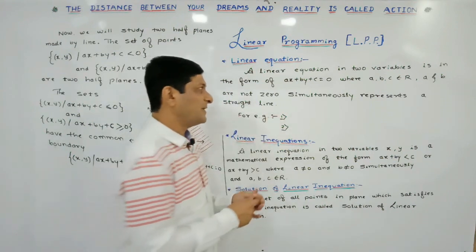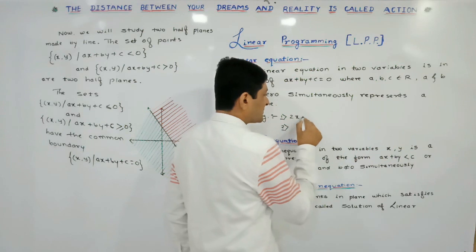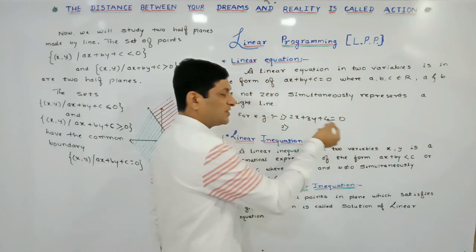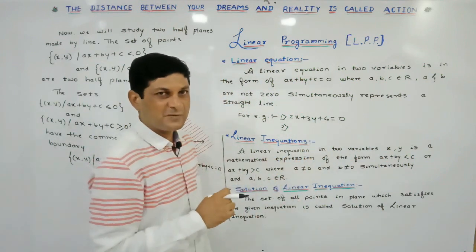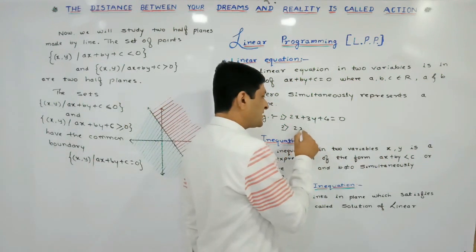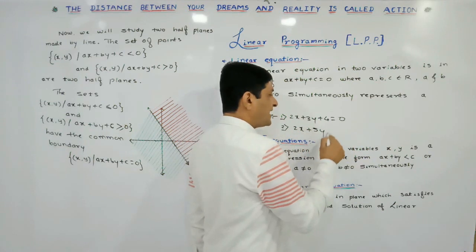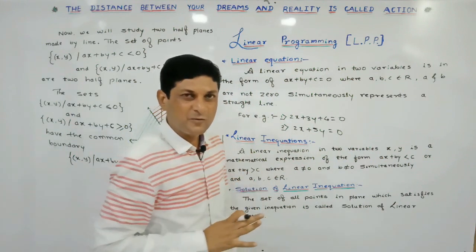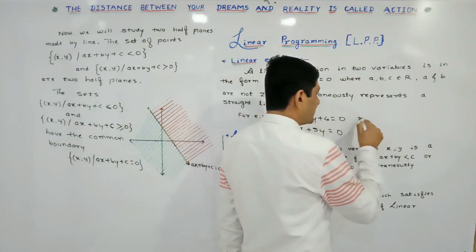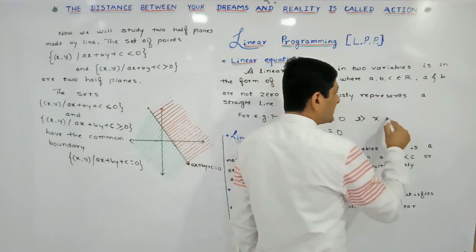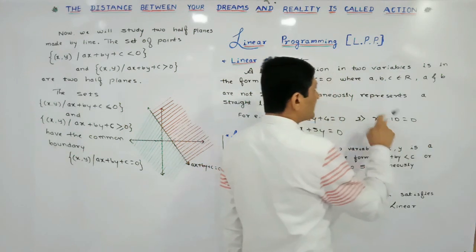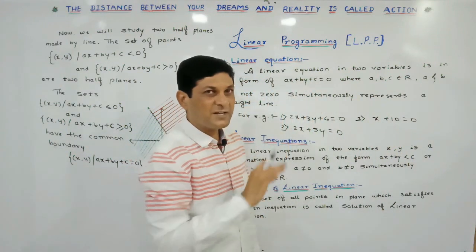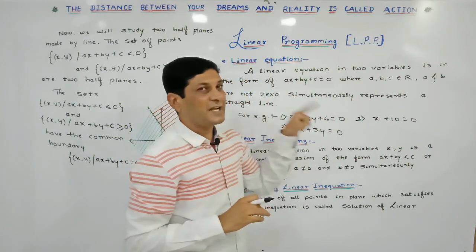Now just consider one example. Let us suppose that 2x plus 3y plus 4 is equal to 0. This is a linear equation in two variables, and such an equation always represents a straight line. Let us suppose that 2x plus 5y is equal to 0. Here the constant term we have not considered, meaning the constant term is equal to 0. Consider another example, say x plus 10 is equal to 0. Here the term of y is absent, meaning its coefficient b is equal to 0. What is our important condition? a and b should not be simultaneously 0.